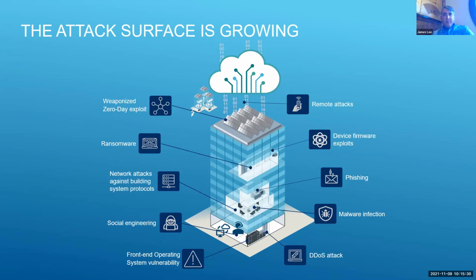Just looking at this diagram, you can see all of the different kinds of attacks that people have been pushing out there. I mentioned phishing already, but there's malware, denial of service attacks, remote attacks, zero-day exploits, ransomware. We frequently hear about ransomware attacks, social engineering attacks, and front-end operating system vulnerability. So there are lots of ways for bad guys, with a lot of innovation on their part, to get into these networks over time.